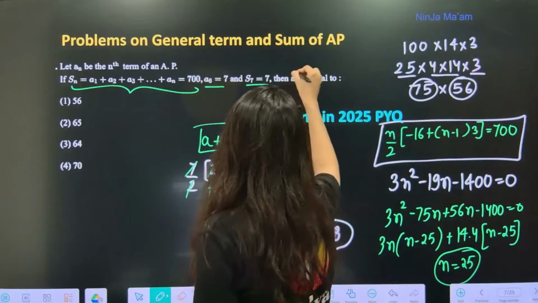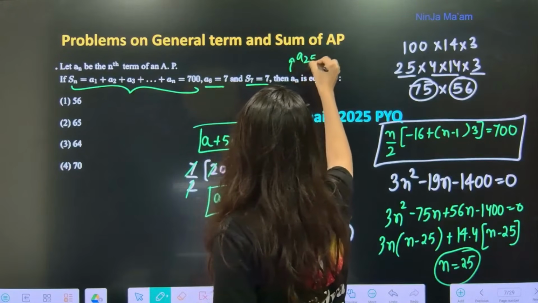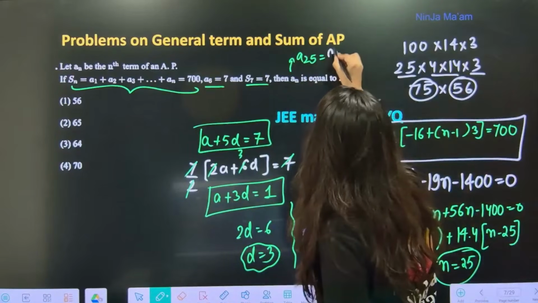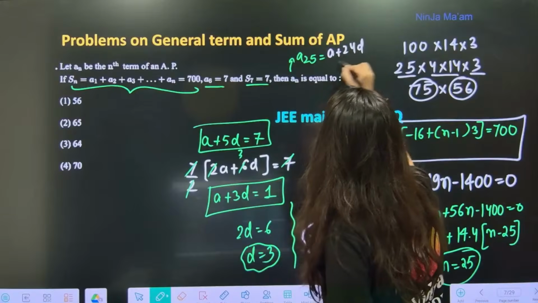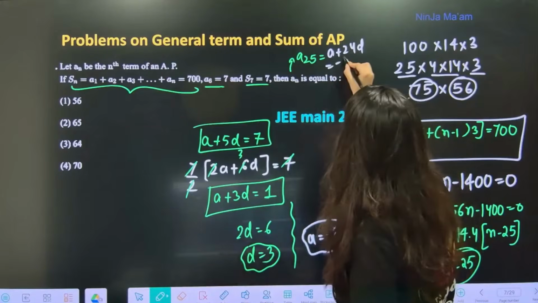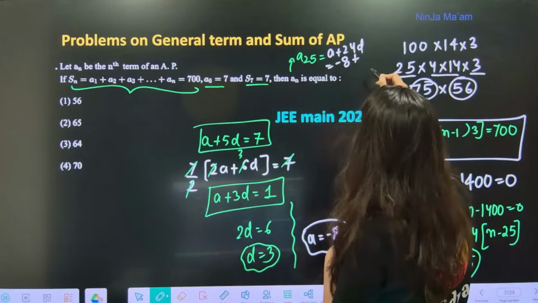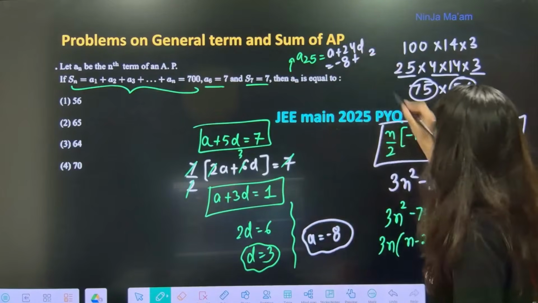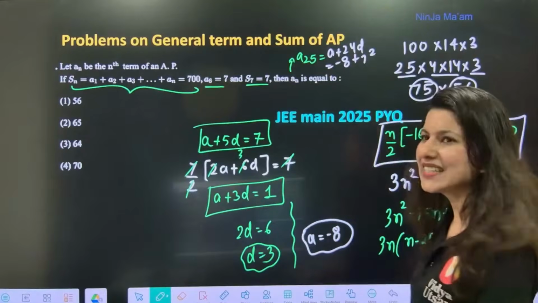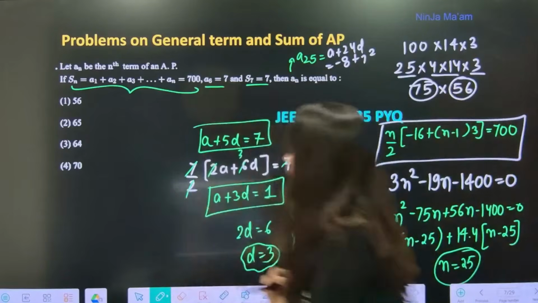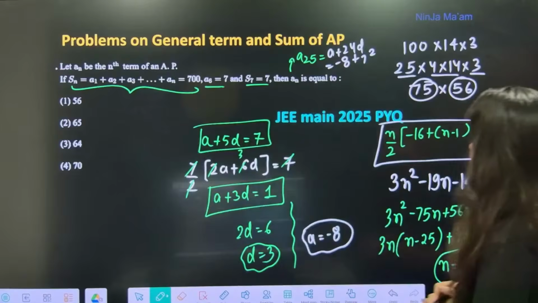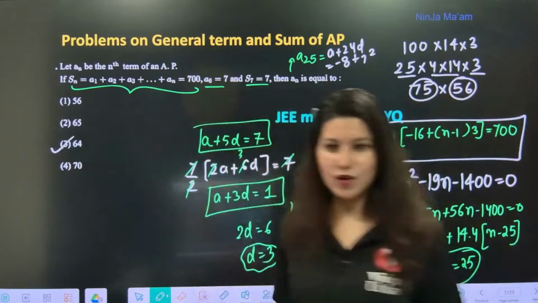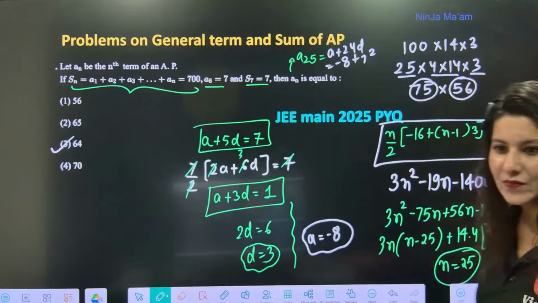So they are talking about A25. Tell me what about A25? A25 will be A plus 24D. You have everything. Just plug in the values. Minus 8 plus 24 into 3. 4 3s are 12 and 3 2s are 6, 72. 72 minus 8 is 64. So the answer is 64. Yes, everybody?